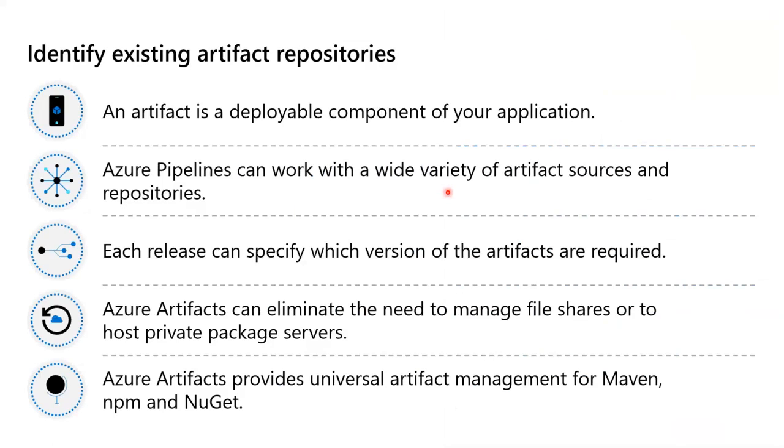Let's continue talking about updating the packages. An artifact is a deployable component of your application. Azure Pipelines can work with a wide variety of artifact sources and repositories, and each release can specify which version of the artifacts are required. Azure Artifacts can eliminate the need to manage file shares or to host private package servers. And Azure Artifacts provides universal artifact management for Maven, NPM, and NuGet.